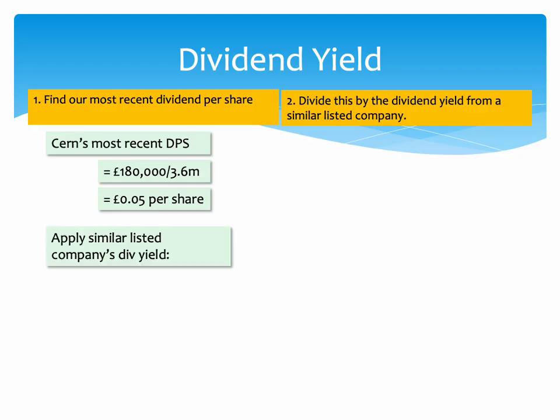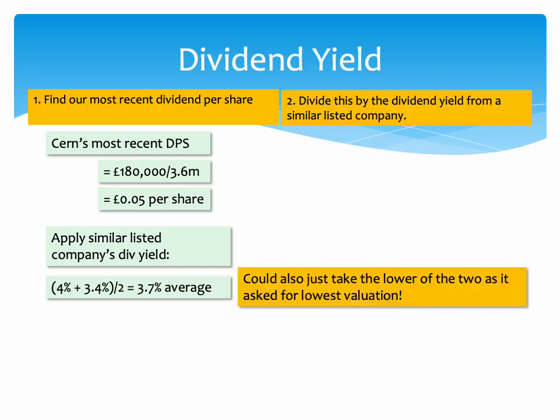Now, what we then need to do, like we said, is apply that to a similar listed company's dividend yield. The issue that you've got here is that there are actually two different dividend yields quoted. So we found two companies that are similar to us, but which have different dividend yields. One had 4% and one had 3.4%. There are a couple of different ways that you could tackle this in the scenario. I've not done both calculations here, although if you'd wanted to and you had time, you could have done. What I've done here is an average. So one of the companies is 4, one is 3.4, so the average dividend yield for a similar listed company would be 3.7%.